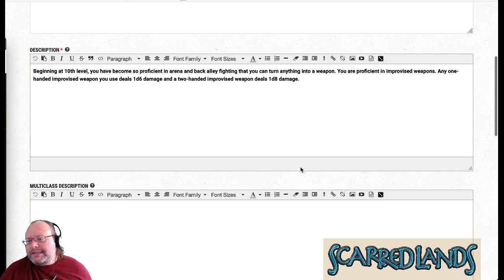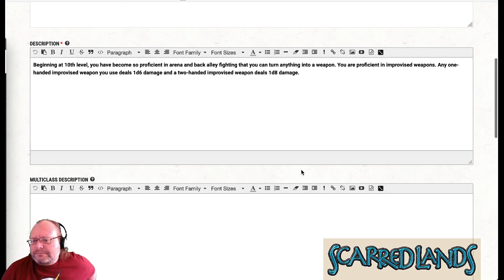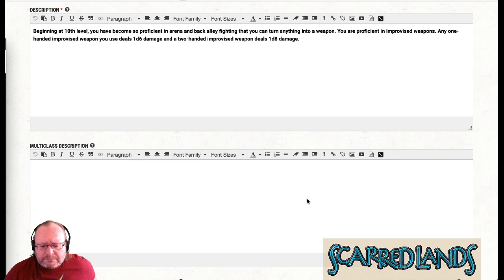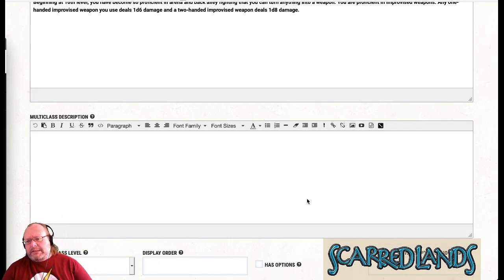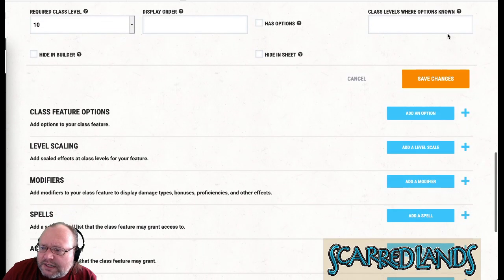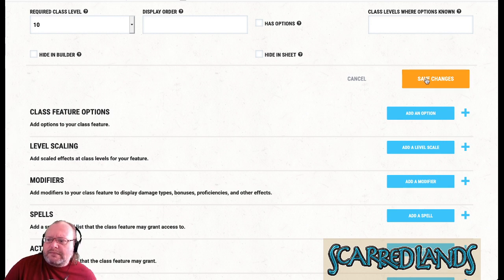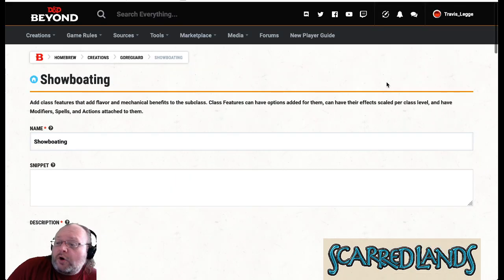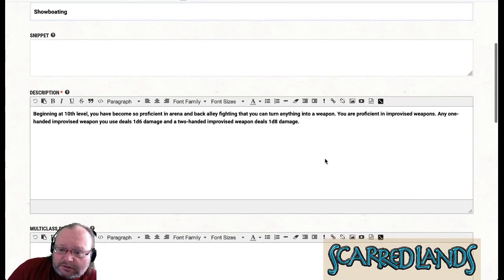So I like the idea of improvised weapons being proficient. I do see how it's definitely underwhelming. I think it needs some oomph to it. So I'm not going to plug that into the system side on this just yet, because I'm going to go through and tweak that later. I don't know what oomph. I'm open to oomph suggestions.